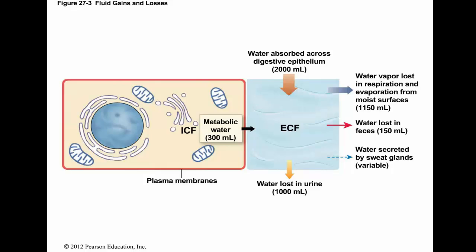We should be getting about 2,000 mils from water, which is absorbed from the digestive epithelium. It means that about 1,000 mils of water will be lost in urine. Again, we've got water vapor, about 1,150 mils is lost in evaporation and respiration. Water is lost in feces by about 150 mils, and then water is secreted by sweat, and that's variable depending upon the temperature of the environment and the temperature of the individual.